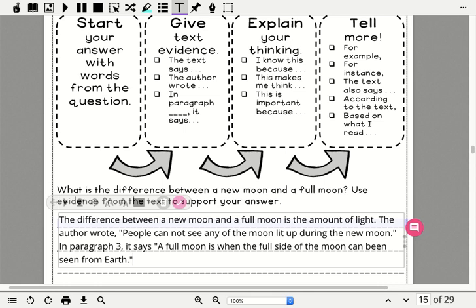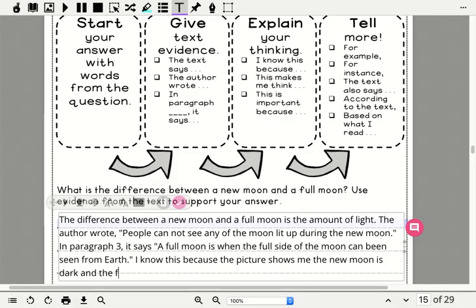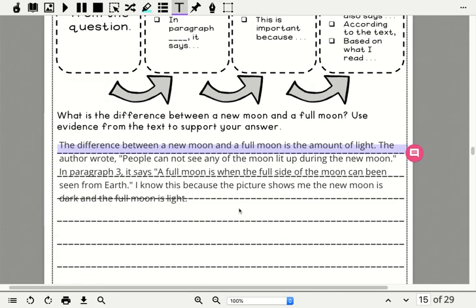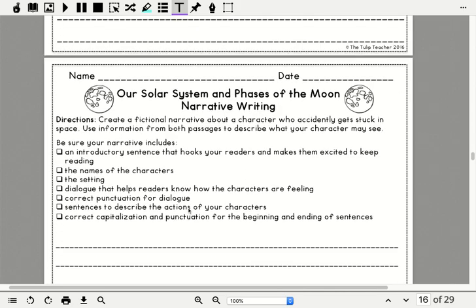Okay. So I know this because, so this is from the third box. I know this because the picture shows me the new moon is dark and the full moon is light. And you have answered it. Very good. So now we're done with your evidence questions, your written response ones.